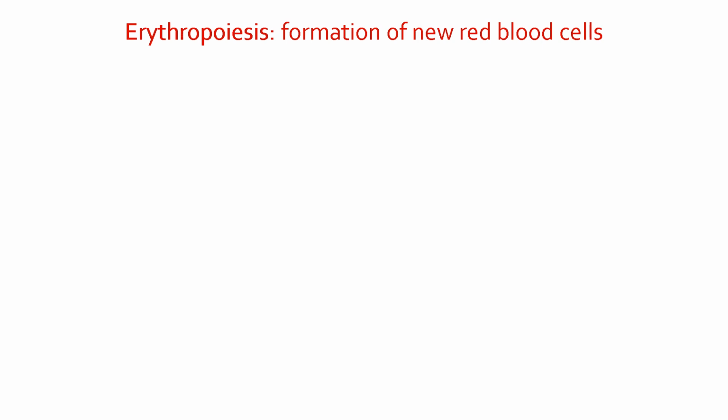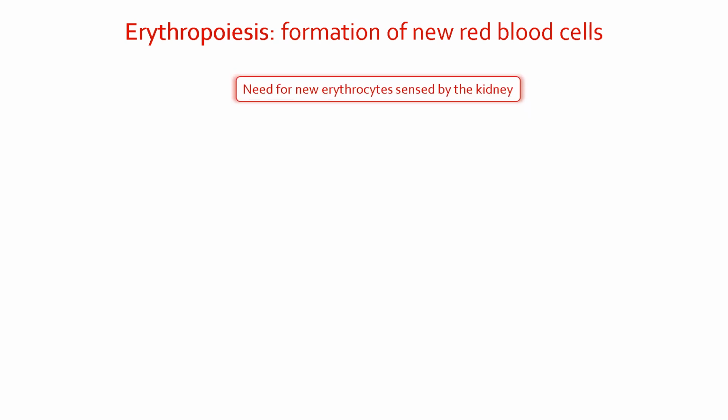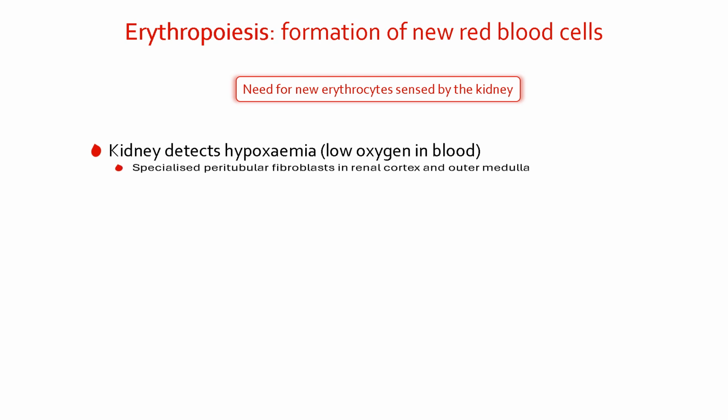The number of erythrocytes circulating in the blood is tightly regulated to maintain oxygen delivery to cells and tissues while preventing excessive blood viscosity. The need for new erythrocytes is sensed in the kidney as blood flows through it. What the kidney actually detects is a drop in the blood oxygen level, known as hypoxemia. Oxygen levels are sensed by specialised peritubular fibroblasts in the cortex and outer medulla of the kidneys.